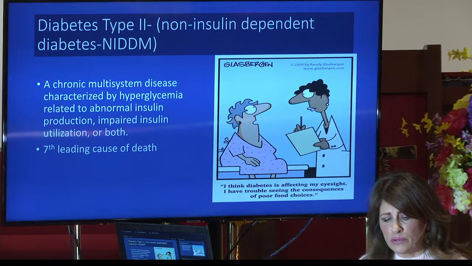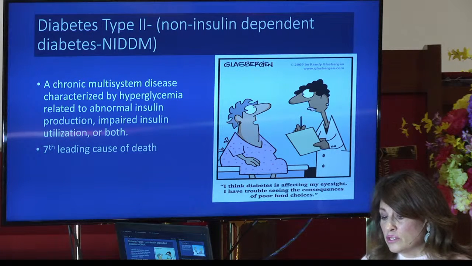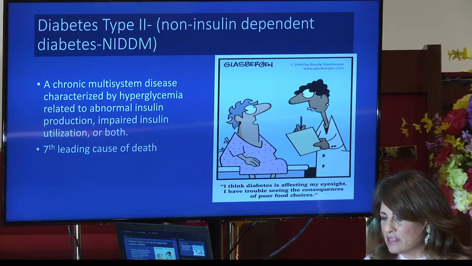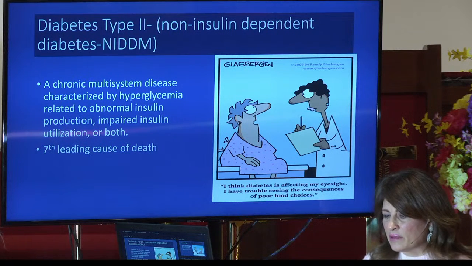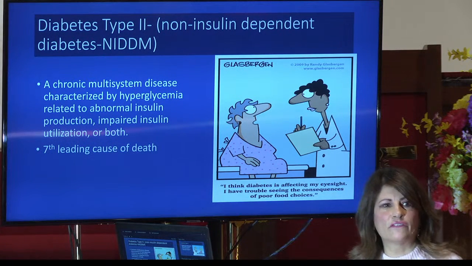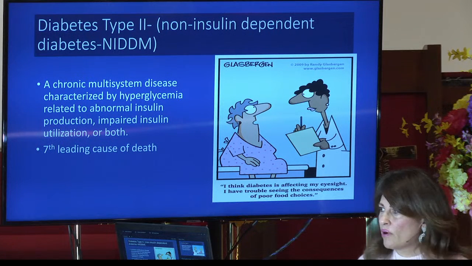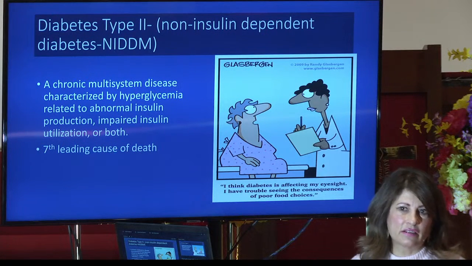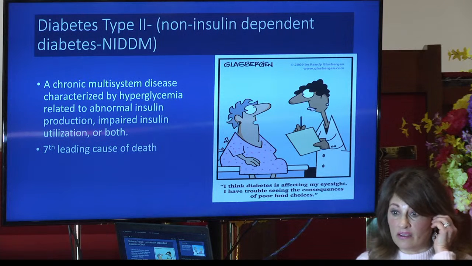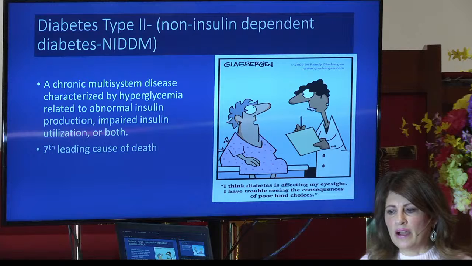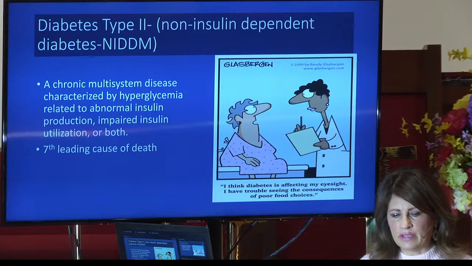The body does not produce enough insulin, and or the cells do not react properly to the insulin. I like this little cartoon. It says, I think diabetes is affecting my eyesight. I have trouble seeing the consequences of poor food choices. And that's a big problem with type 2 diabetics. They like to eat, right? And sure, I like to eat, and we all like to eat, but it's affecting our health.